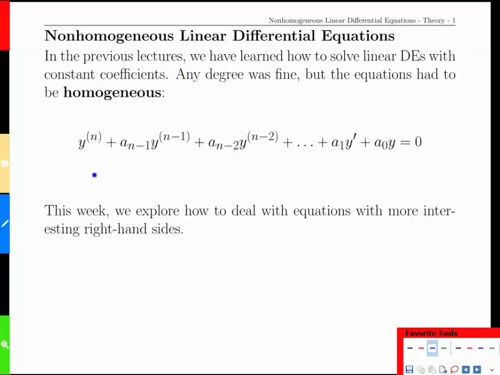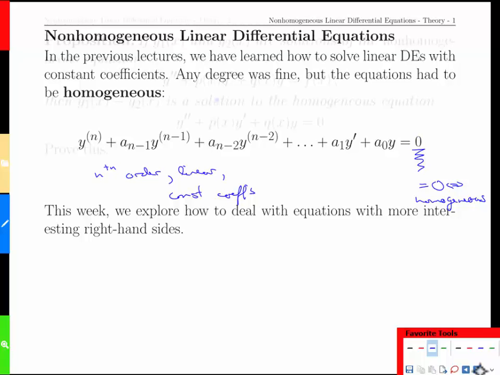Well, we've looked at differential equations, which were nth order, and were linear, and had constant coefficients. However, we always insisted that this right-hand side would equal 0, which was the definition of a homogeneous differential equation. This right-hand side was essentially missing or didn't play a role in the calculation. Now it turns out that a lot of interesting applications don't have zeros on the right-hand side, and so our natural next step is to explore that possibility.